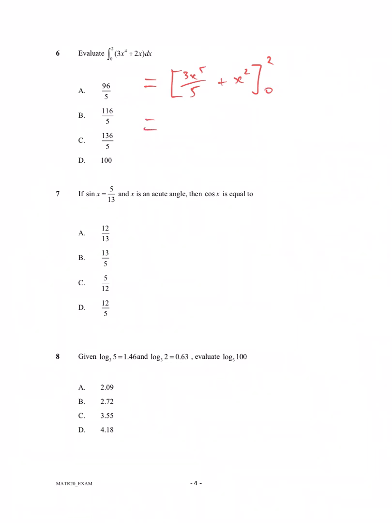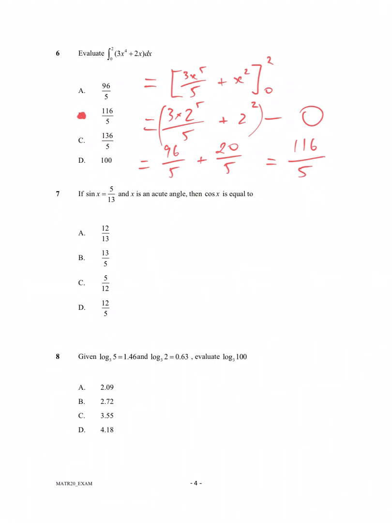I don't need to write my full substitution here. I just need to get this answer correct. So it's going to be 3 times 2 to the 5 over 5 plus 2 squared. 2 to the 5 is 32, multiplied by 3 is 96. 96 over 5 plus 4, which is 20 over 5, which is 116 over 5. Answer B. You could just do that in your calculator as well. There is the minus 0, of course, but because this is a multiple choice question, we're only looking for A, B, C, or D. No marks for working here.